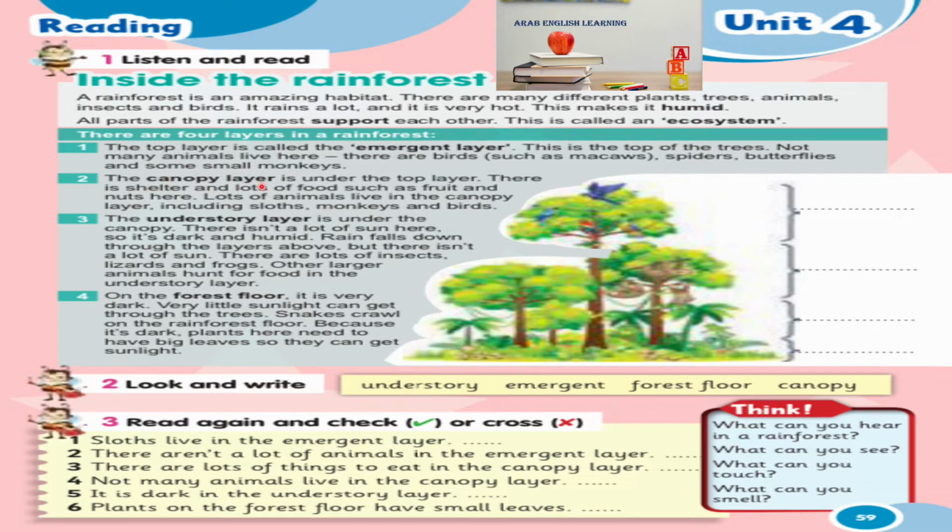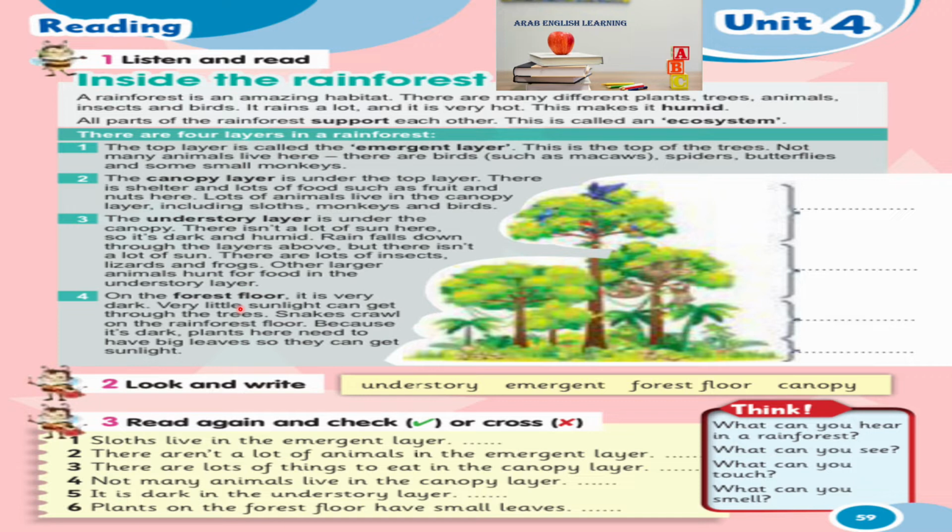2. The canopy layer is under the top layer. There is shelter and lots of food such as fruit and nuts here. Lots of animals live in the canopy layer, including sloths, monkeys, and birds. 3. The understory layer is under the canopy. There isn't a lot of sun here, so it's dark and humid. Rain falls down through the layers above. There are lots of insects, lizards, and frogs. Other larger animals hunt for food in the understory layer.